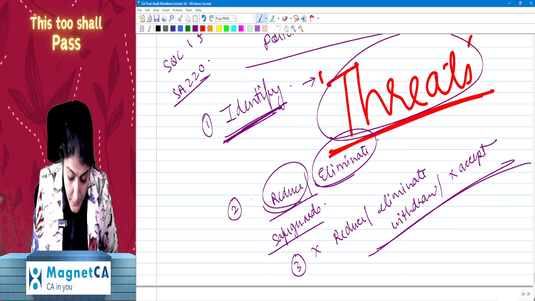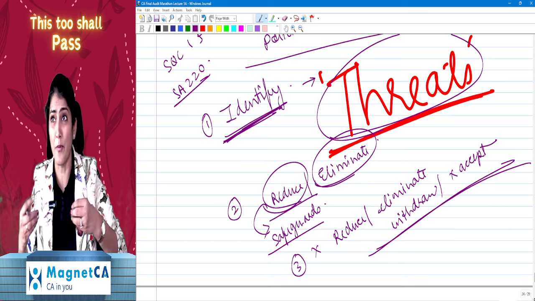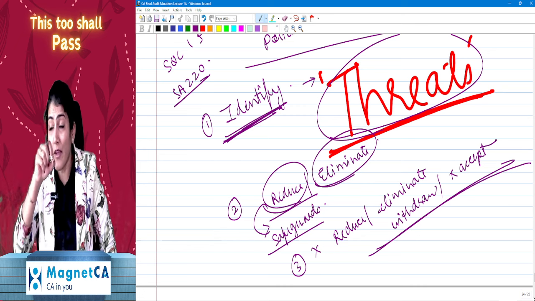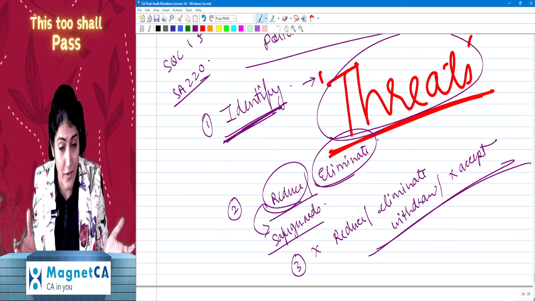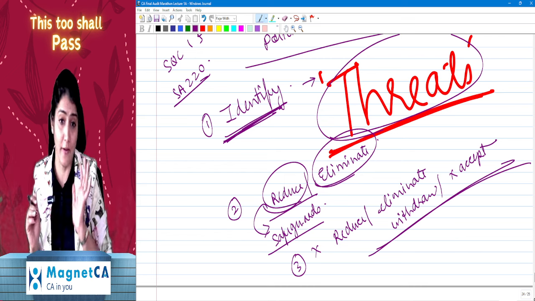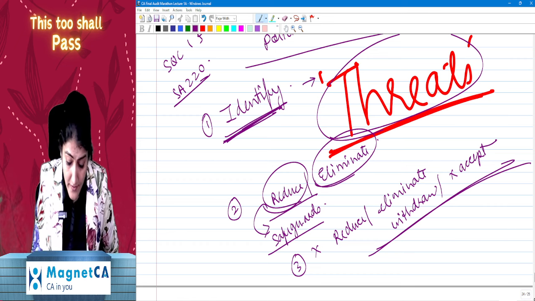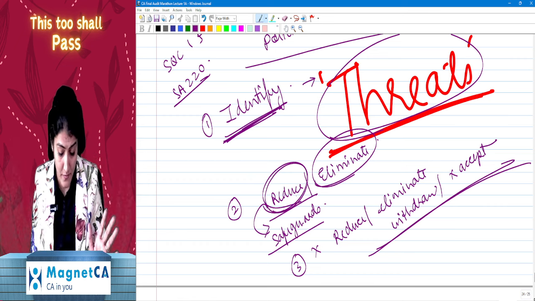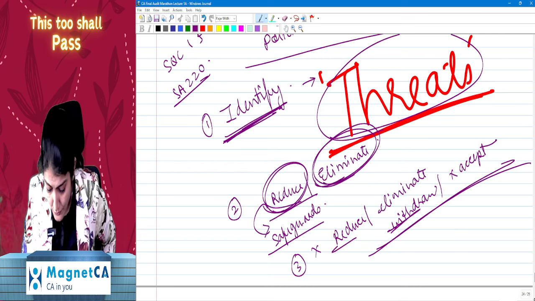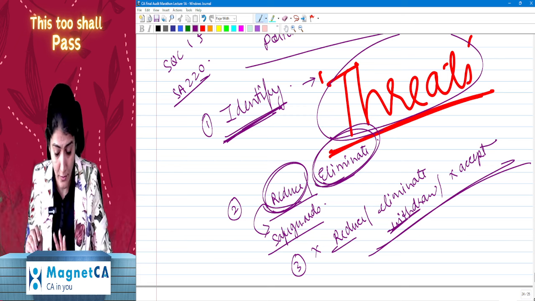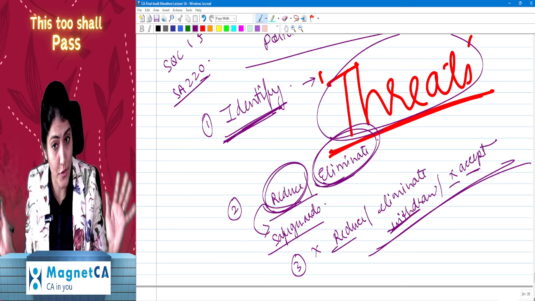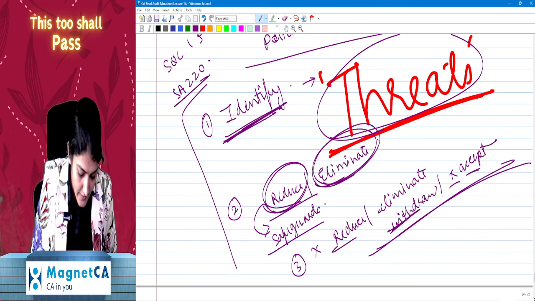You try to reduce it by putting the safeguard, by rotating the members of the engagement team, having an EQCR of the audit done, engagement quality control review. That is how you try to put the safeguard. But if even after putting the safeguard we are not able to reduce or eliminate the threat, then you need to withdraw if you've already started with the engagement. And if you've not yet accepted, please don't accept the engagement.